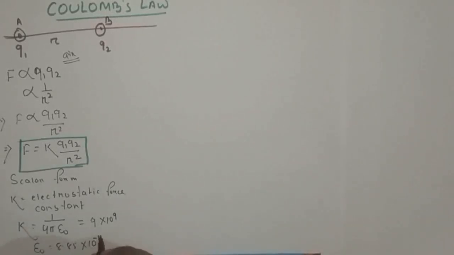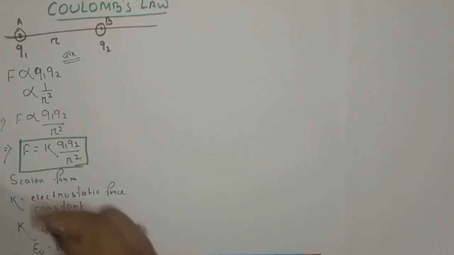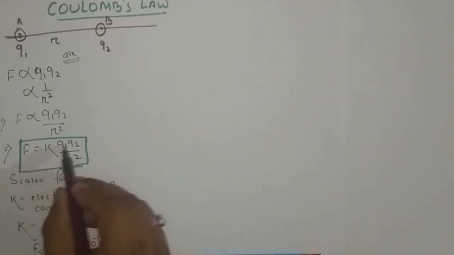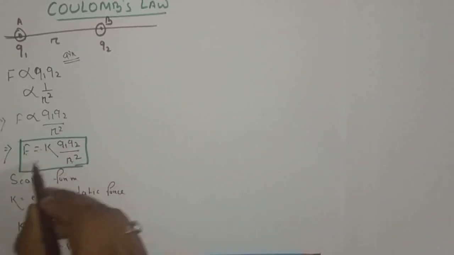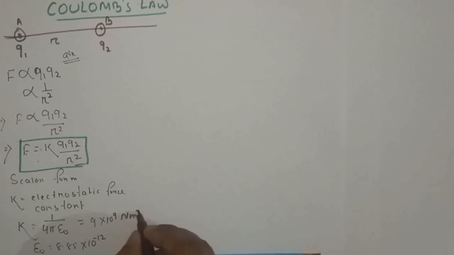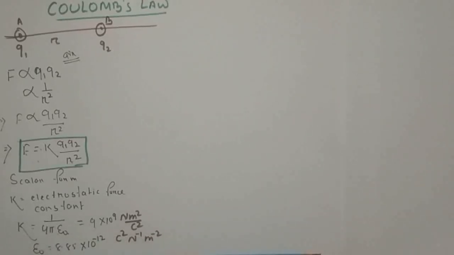Now let us check these units properly. If I take K this side, R square this side, Q1 Q2 this side, the unit of K is Newton meter square by Coulomb square. This is inverse, so the unit of epsilon naught will be Coulomb square Newton inverse meter inverse square.